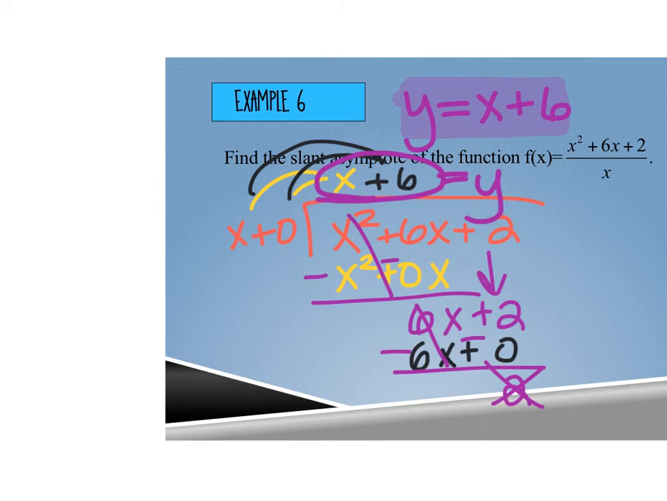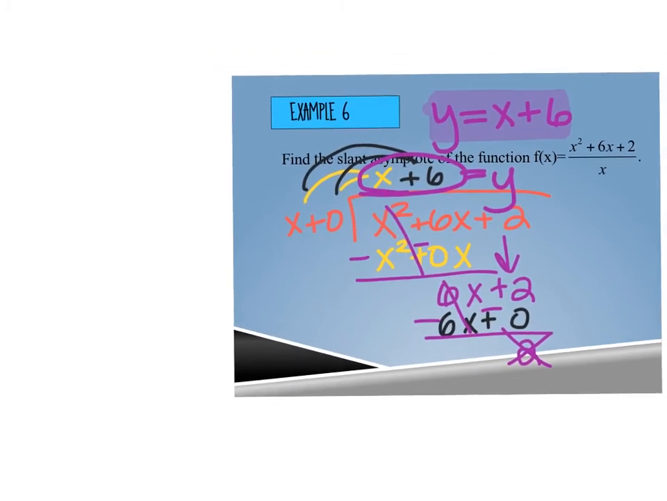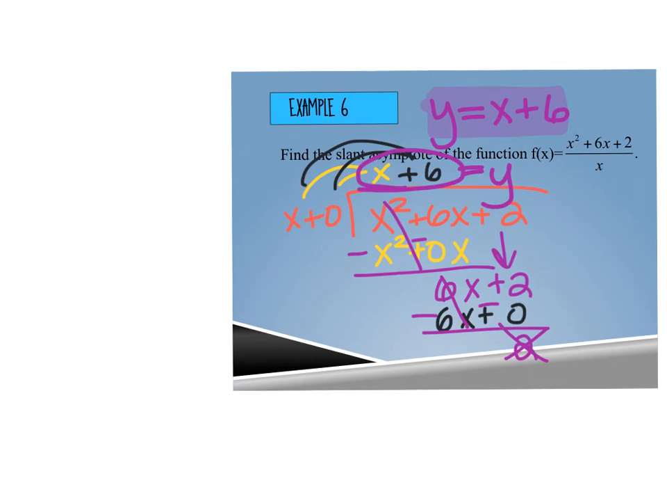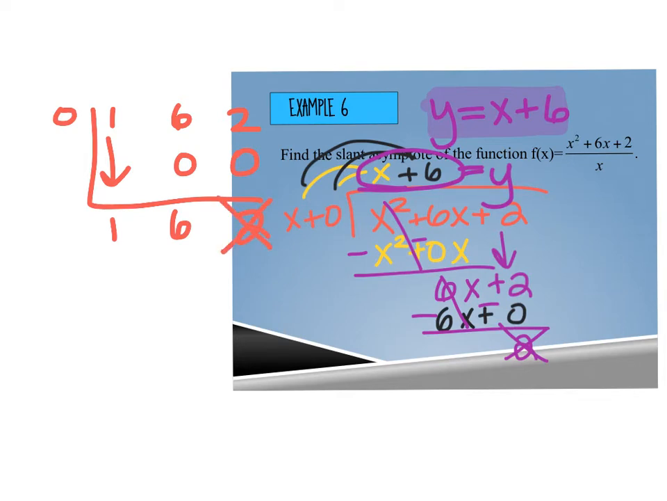You don't look at the remainder? Nope, you don't need the remainder. And this time I could have used synthetic, so I could have put a 0 on the outside. Then I would have listed all my coefficients, 1, 6, 2, bring down the 1, multiply it, put it in the next column, add it, multiply it, put it in the next column, add it, ignore the remainder. The 6 would be the constant, and the x would go on the 1. And I'd get y equals x plus 6. So either way, you get the same answer.